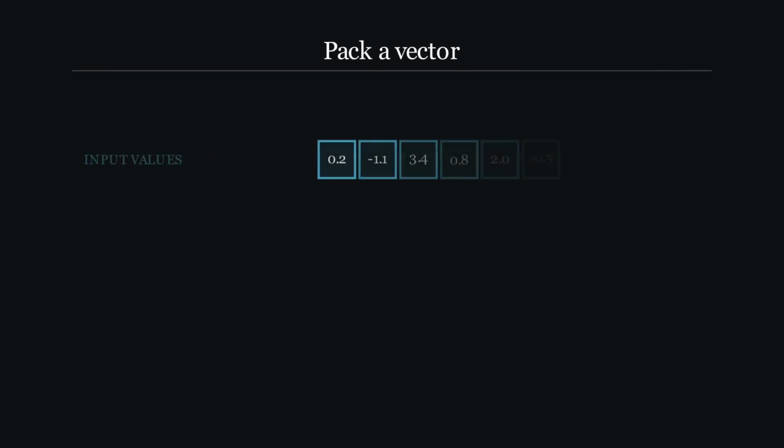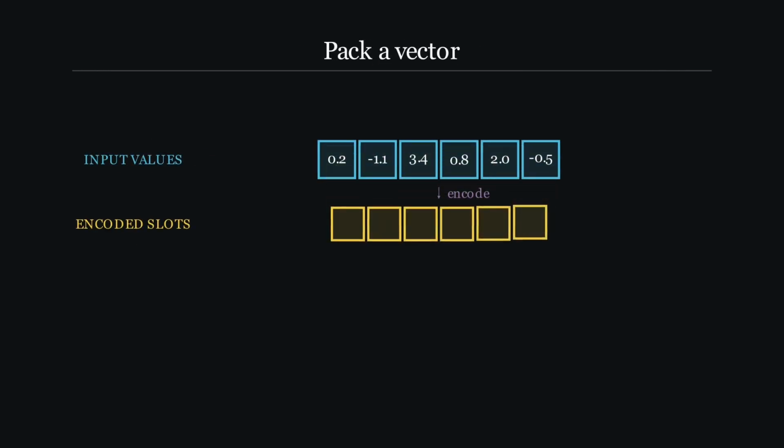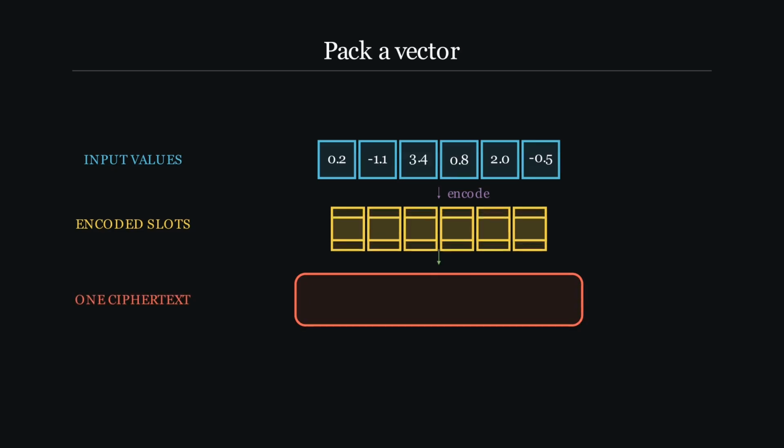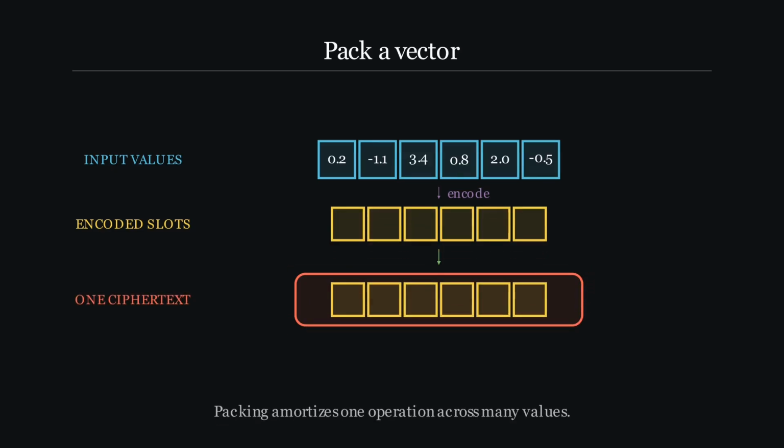Now move from one approximate value to an entire packed vector. The upper row shows 6 independent input values. During encoding, each value moves straight into the slot directly below it, so the correspondence between input position and encoded position remains visible. The CKKS encode label marks this numerical transform.